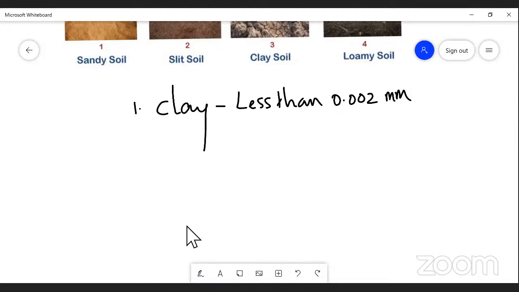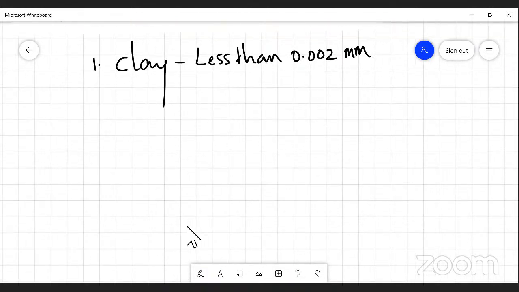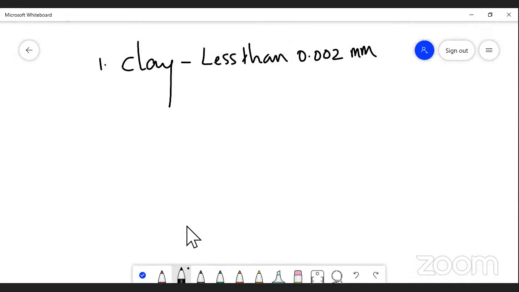And the second type of soil is silt soil. I'm going to arrange all the soil particles based on size. First of all, I have taken the smallest soil particle, that is clay soil, which is much smaller than the other soils. So it is the smallest soil particle on earth.